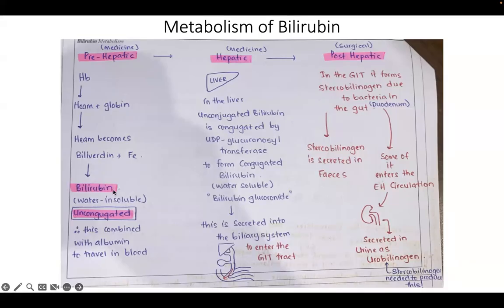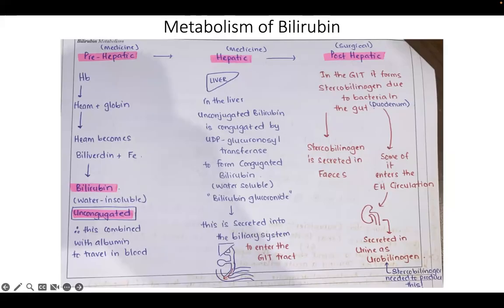You need to know this metabolism well for you to really understand obstructive jaundice and the investigations and the results you will find with the investigations. The bilirubin is water insoluble, therefore it will combine with a protein, which is albumin, to travel in the blood. Right now it is unconjugated. It will travel in the blood to the liver. At this point, it becomes a hepatic process.